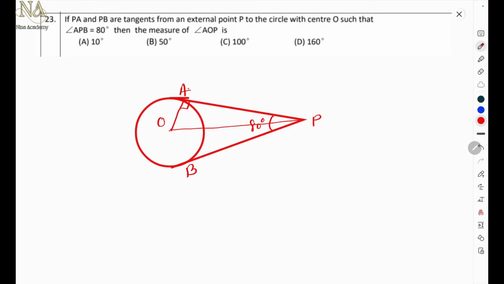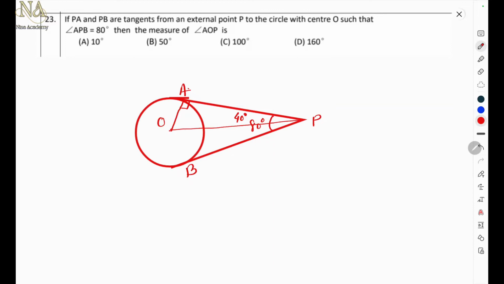And another way is what? See, this OP is the angle bisector. We know that the center lies on the bisector of the angle between the two tangents, right? This center O lies on the bisector of the angle between the two tangents AP and PB. So this is 80, and the bisector means this half will be 40, that is angle APO will be 40, and here we have to find angle AOP.